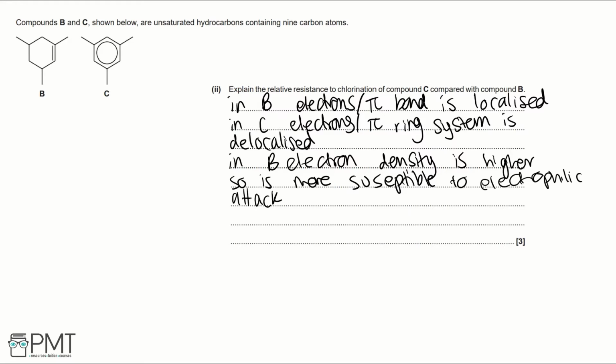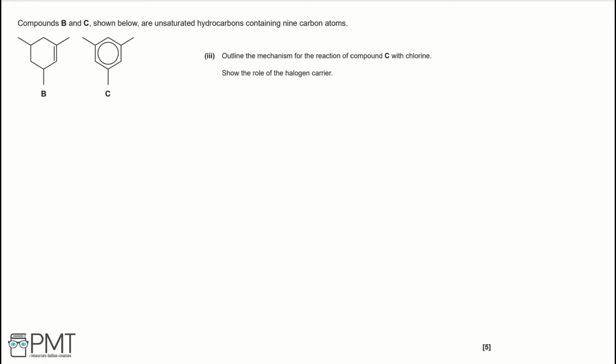But you don't need to say more susceptible to electrophilic attack. They will also accept that B accepts the electrophile more, or B polarizes the electrophile more. And instead of saying the electrophile, you can write chlorine. They will allow that. Part 3. Outline the mechanism for the reaction of compound C with chlorine. Show the role of the halogen carrier.